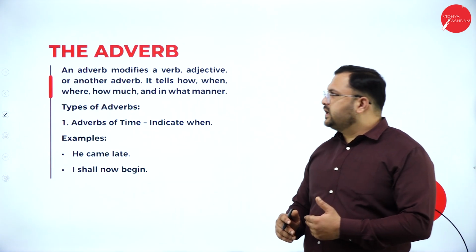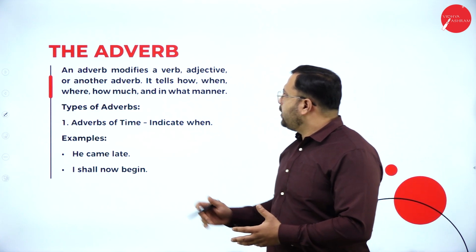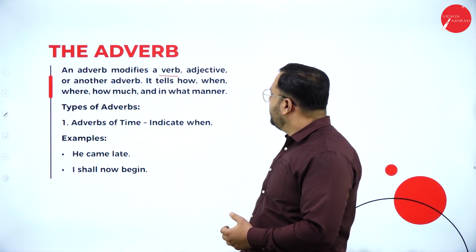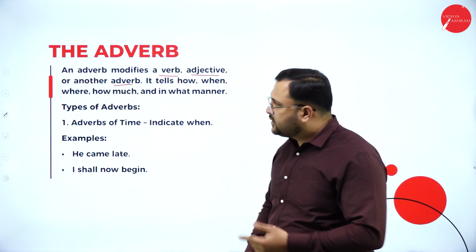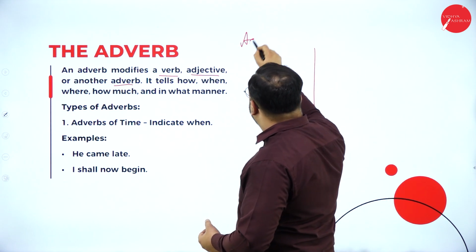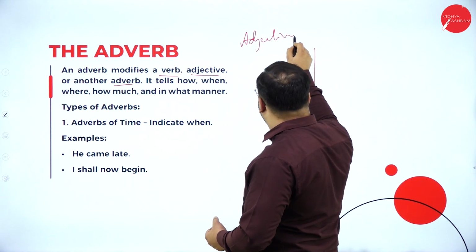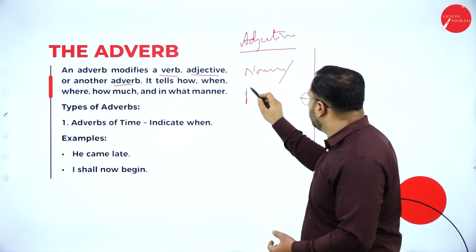Going on to the next one, that is the adverb. What is an adverb? An adverb modifies a verb. It modifies an adjective and another adverb. So you have to have a clear distinction. Adjective, they describe what? Noun or pronoun.